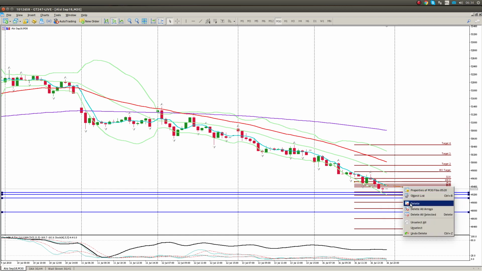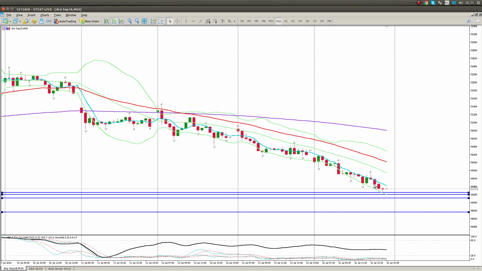So that's the first thing that I would do, is basically a break below the low of yesterday. We should get some more downside. We should get through this zone and then target this area here. So we are currently at 49,400 at the moment.